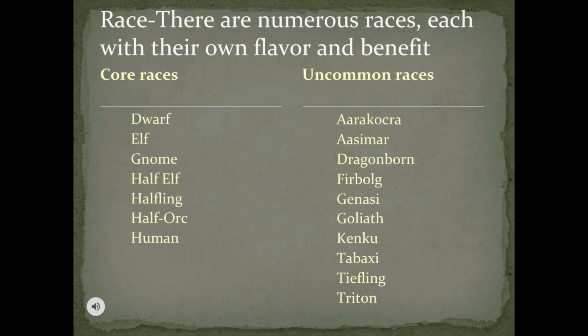Halflings. Hobbits from Lord of the Rings. Short folk, very lucky, and a little bit clever. Half-orc, big bruiser. You want to cause damage? This is the race for you. Humans, everyone's second best friend. They're not great at any one thing, but they're good at a lot of things.